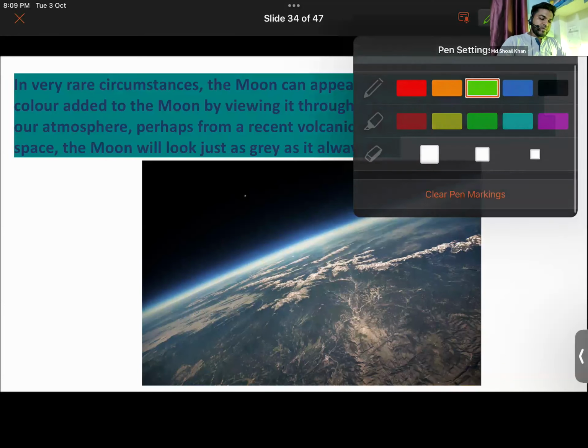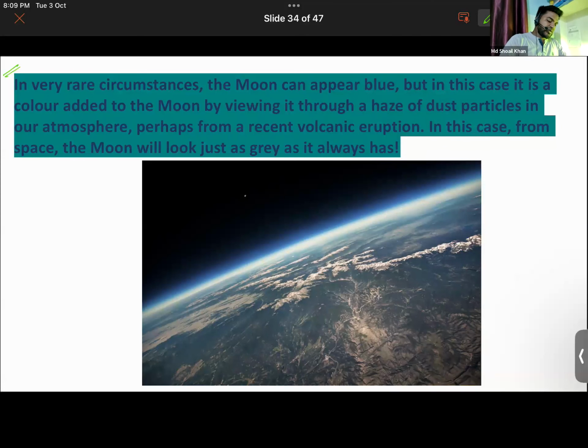Okay. Arhan, please read this paragraph which I have written over here. In very rare circumstances, the moon can appear blue, but in this case, it is a color added to the moon by weaving it through a haze of dust particles in our atmosphere, perhaps from a recent volcanic eruption. In this case, from space, the moon will look just as grey as it always has. Good.